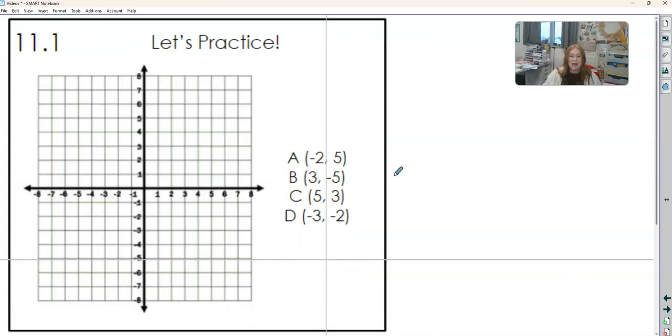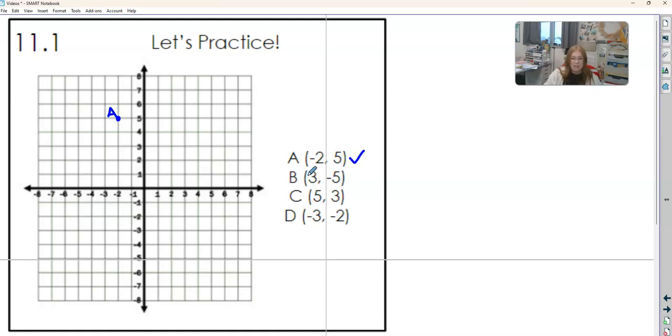So let's do a little practice here. So we're going to graph A here. So we're starting at our origin at 0, 0. So A is -2, so we have to go over 1, 2, right? We're at -2. Then it tells me to go +5. So now I'm going to go up 1, 2, 3, 4, 5. So I put my dot right where they crisscross. And then I'm going to label it A.